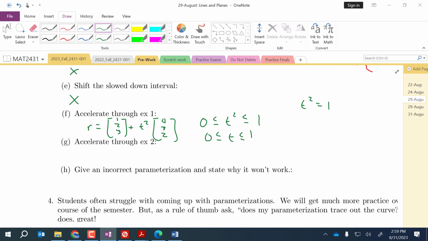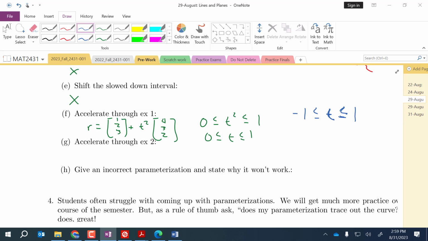Okay? What if you had picked, for example, this is actually a really interesting question, so I'll go off. What if we had gone from minus 1 less than or equal to t less than or equal to 1? What would this trace out, folks? Still traces out the line segment, but what does it actually do? Doubles its length. It's true.